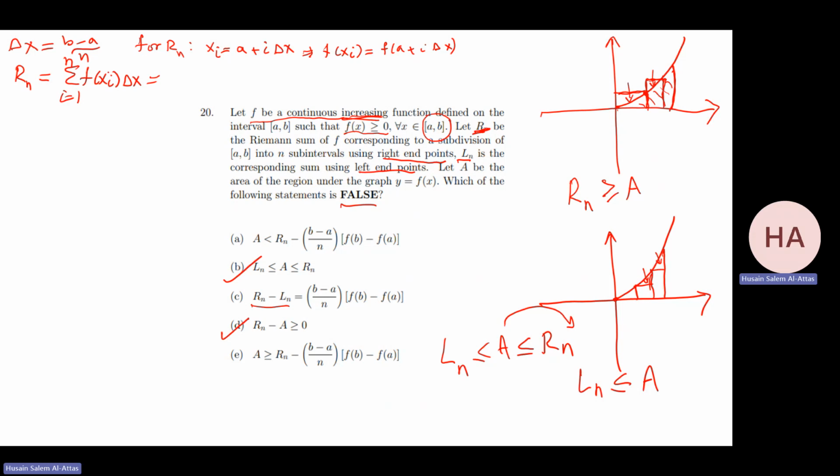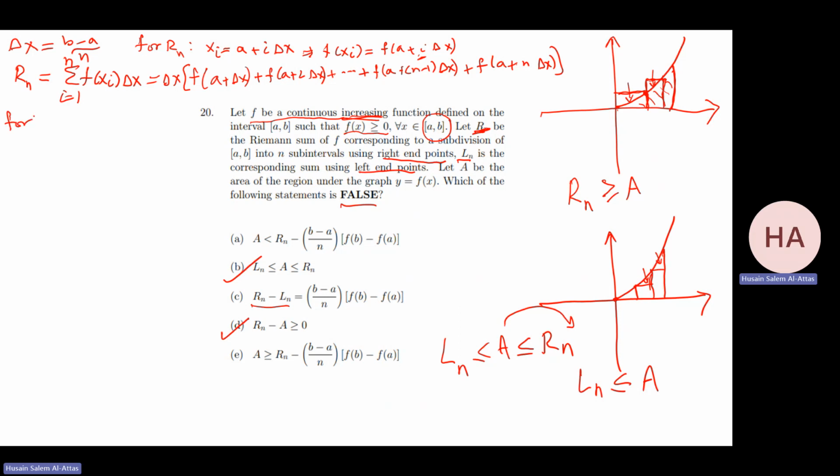Let me take delta x outside as the common factor. At i equal 1, that will be f of x1, which is f of a plus delta x. At i equal 2, that's f of a plus 2 delta x, and so on, the one before the end will be f of a plus (n minus 1) delta x, plus f of a plus n delta x. That will be Rn.